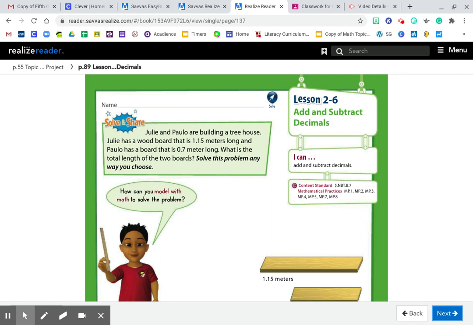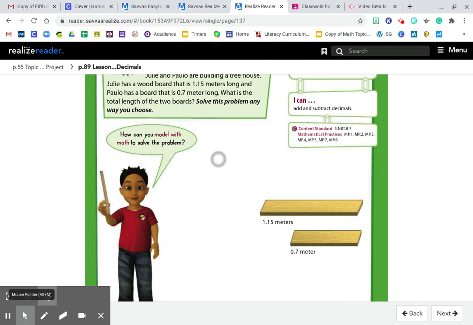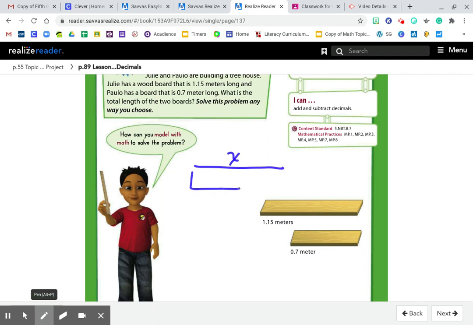So we're trying to find the total length. We've got to remember we're looking for a total, so that's adding. We can use a model by using a grid, the 100 block, or we can use a bar diagram. I kind of like the bar diagram better. It's easier to draw. So for a bar diagram, I would say I don't know what the total is, but I know one of the values is 1.15 and the other value is 0.7. So that would be using a model.